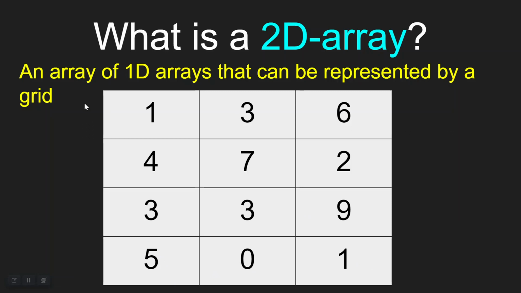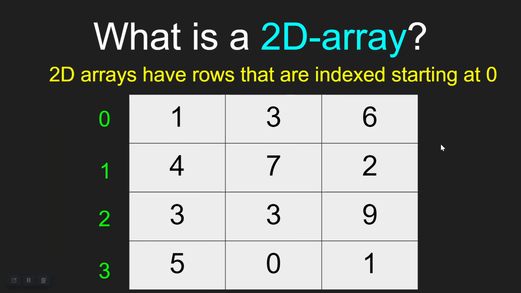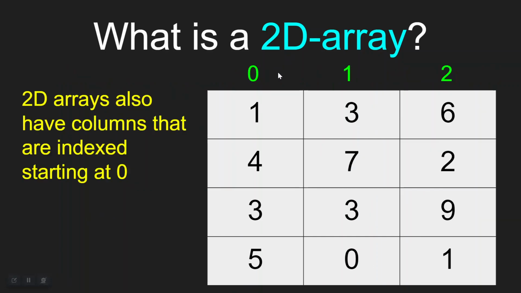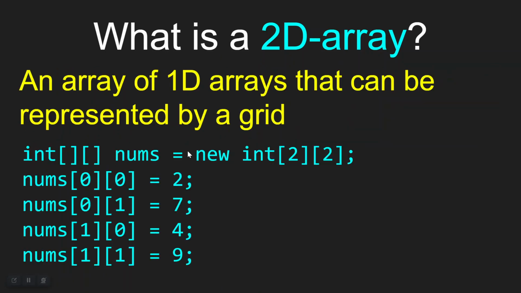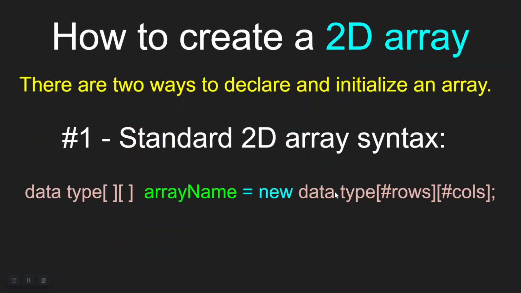But we can think of this as an array of individual arrays, and that's, again, how Java tends to see it. The rows all get indexed starting at 0, so this is row 0, row 1, row 2, row 3. And then the columns also are indexed the same way, so this is column 0, column 1, column 2. There you go. And again, this is the syntax for how you initialize a two-dimensional array and how you set some of the values. And again, it's an array of one-dimensional arrays that can be represented as a grid. So we're going to look at this in just a second.